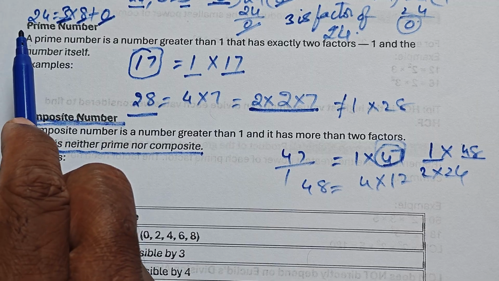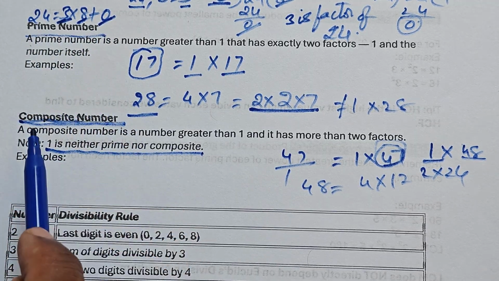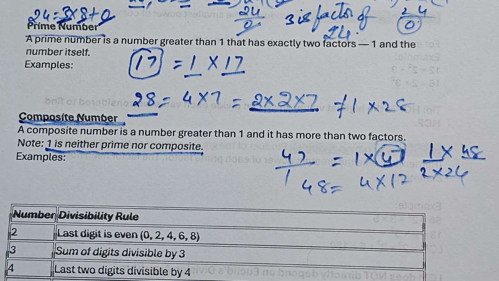Remember, the prime number definition is important. A prime number is divisible only by 1 and itself. A composite number has more than two factors other than 1 and itself. If there are other numbers which can divide it to give a remainder of 0, then that number is called a composite number.